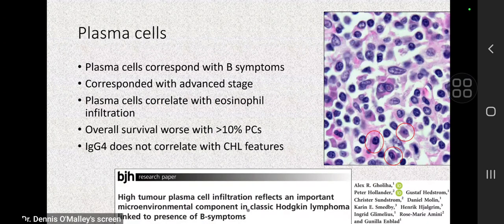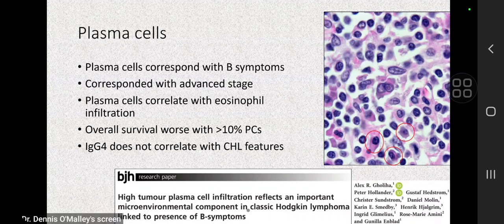So those background cells that we have, mostly they're the background. They're part of the process. That's the thing. It's not a glitch. It's a feature. These guys are doing something in that process. So the overall survival is worse if you have greater than 10% plasma cells.